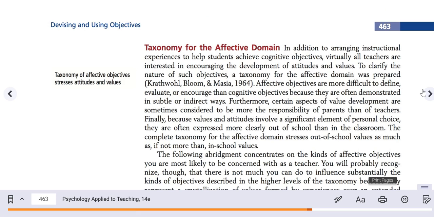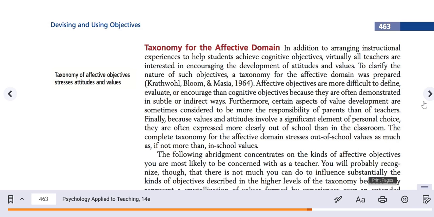Taxonomy for the affective domain. In addition to arranging instructional experiences to help students achieve cognitive objectives, virtually all teachers are interested in encouraging the development of attitudes and values. To clarify the nature of such objectives, a taxonomy for the affective domain was prepared. Affective objectives are more difficult to define, evaluate, or encourage than cognitive objectives because they are often demonstrated in subtle or indirect ways.